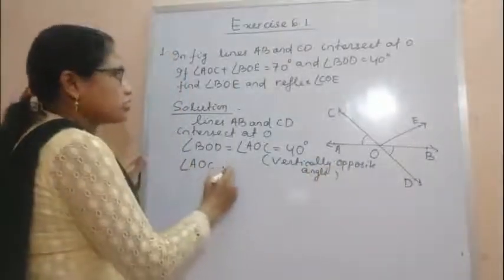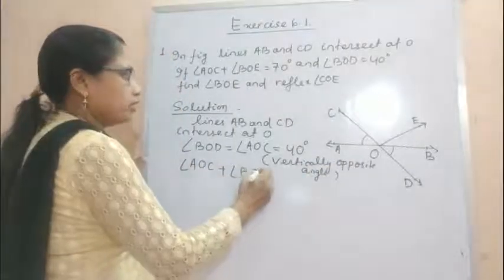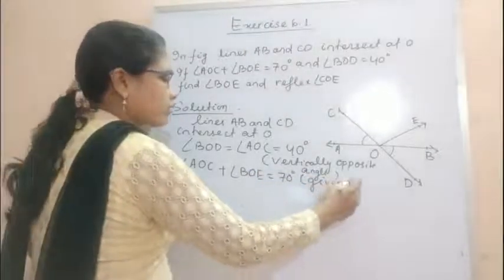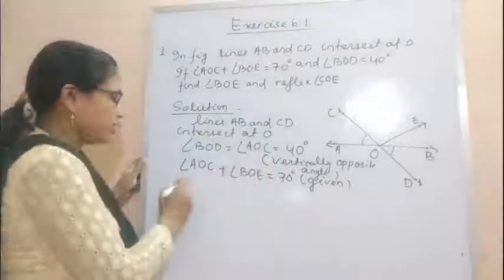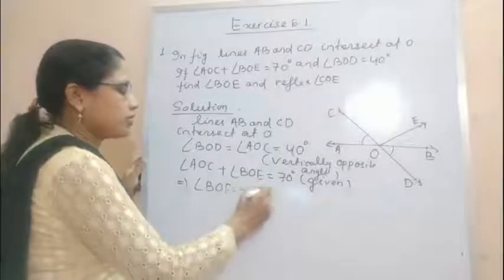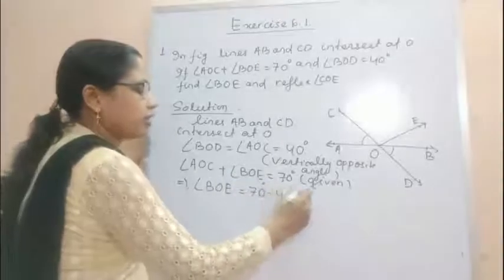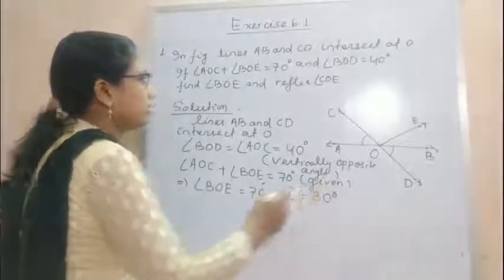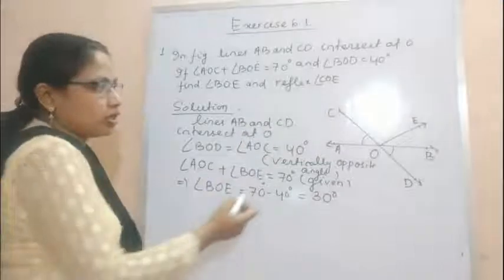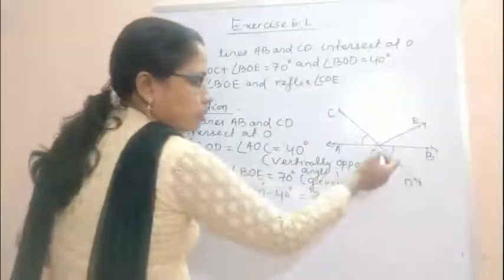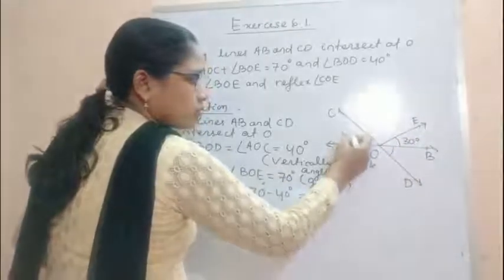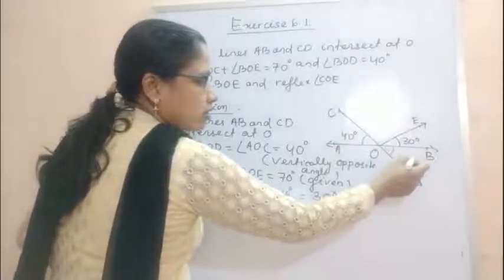Then angle AOC plus angle BOE is equal to 70 degrees. This is given. Here AOC is 40 degrees, so this implies angle BOE is equal to 70 degrees minus 40 degrees, which is 30 degrees. So BOE is 30 degrees, and this is 40 degrees, and this is also 40 degrees.